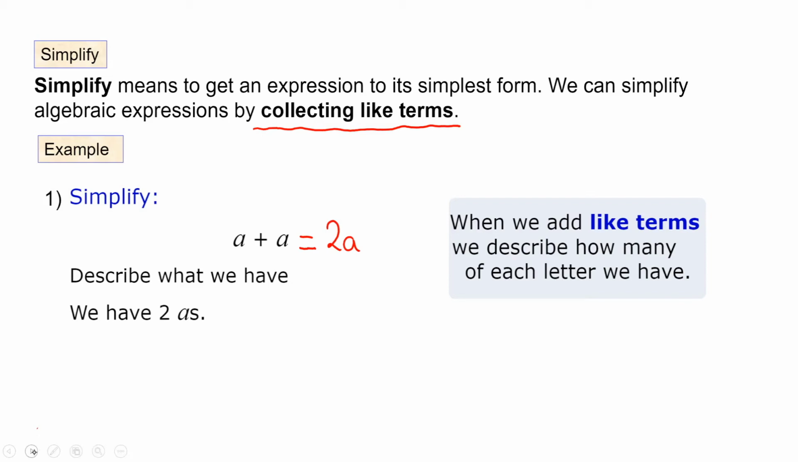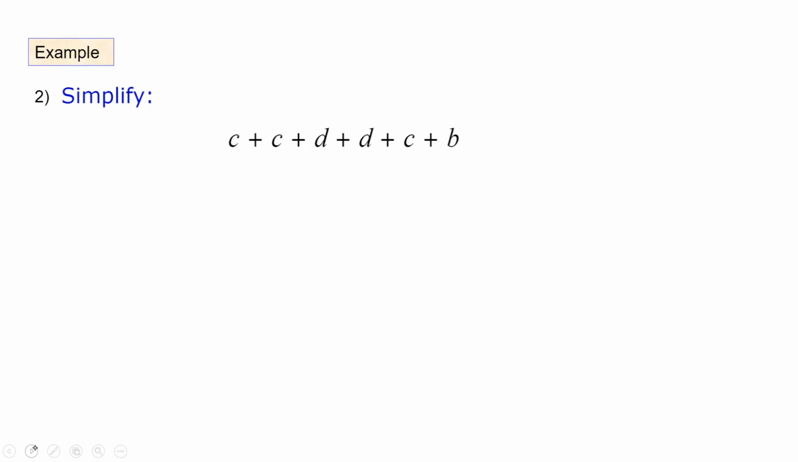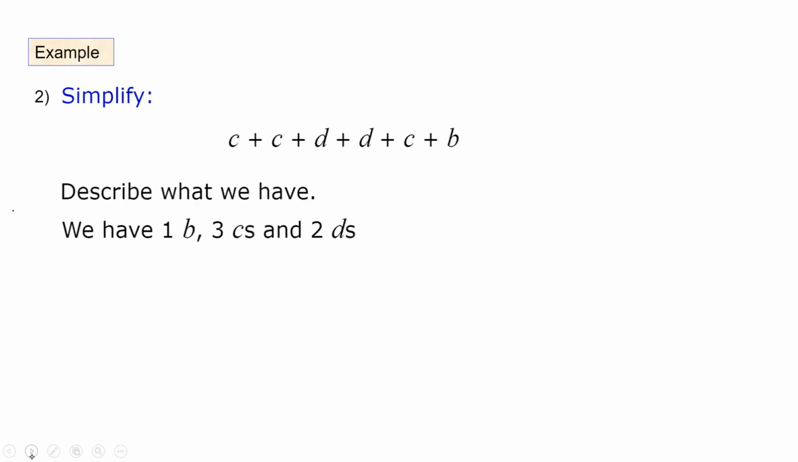Okay, let's look at the next example then. So here we are asked to simplify c plus c plus d plus d plus c plus b. Okay, so the way that we're going to do this is, firstly, let's describe what we have got here. Okay, so we've got 1b, which is here, remember that plus is joined to that b. We have got a c here, another plus c, and another plus c here.